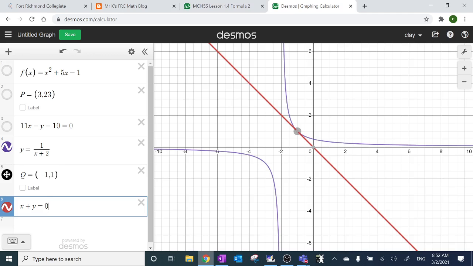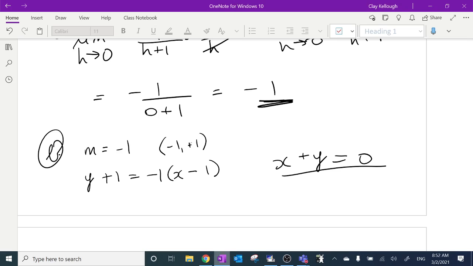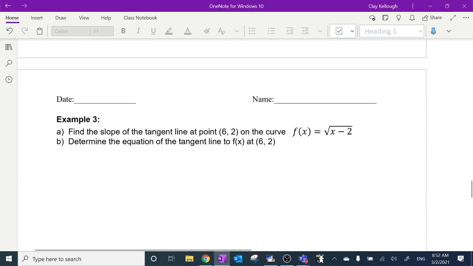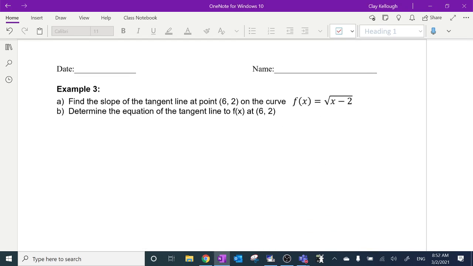All right, I only have a couple minutes. Let's see if we can get through one more. All right, so we've done a rational one. We did a parabola. Let's do a radical one.